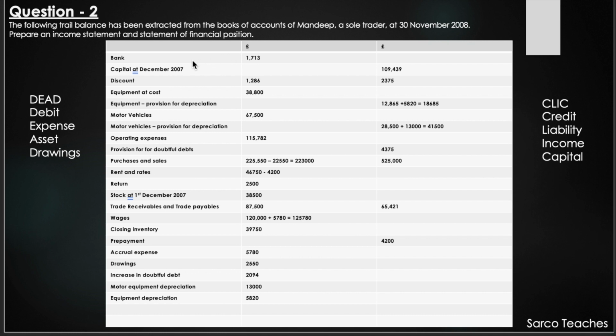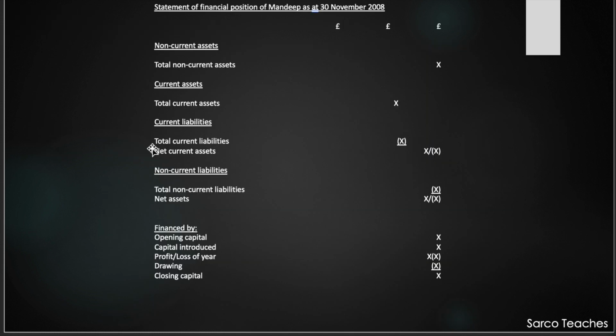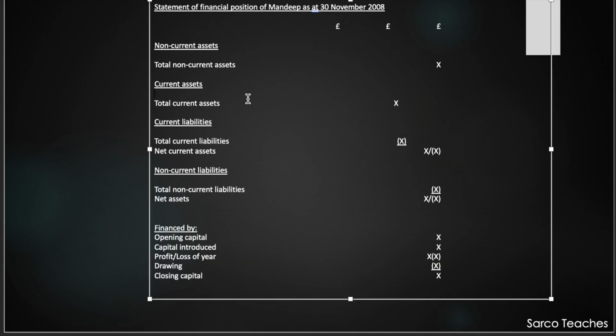I won't be speaking through this, but there's a section where I transfer the doubtful debt. It might be a bit confusing for you, so I'll have a little say when it comes to that.